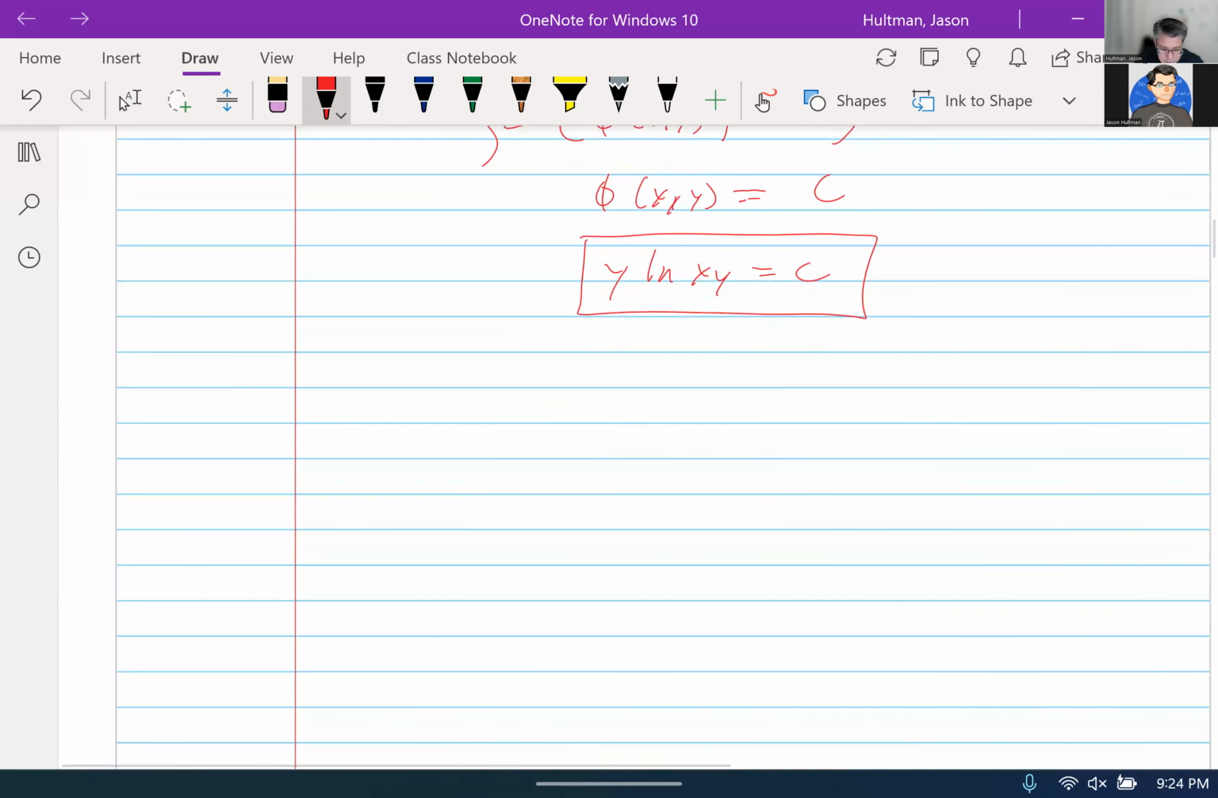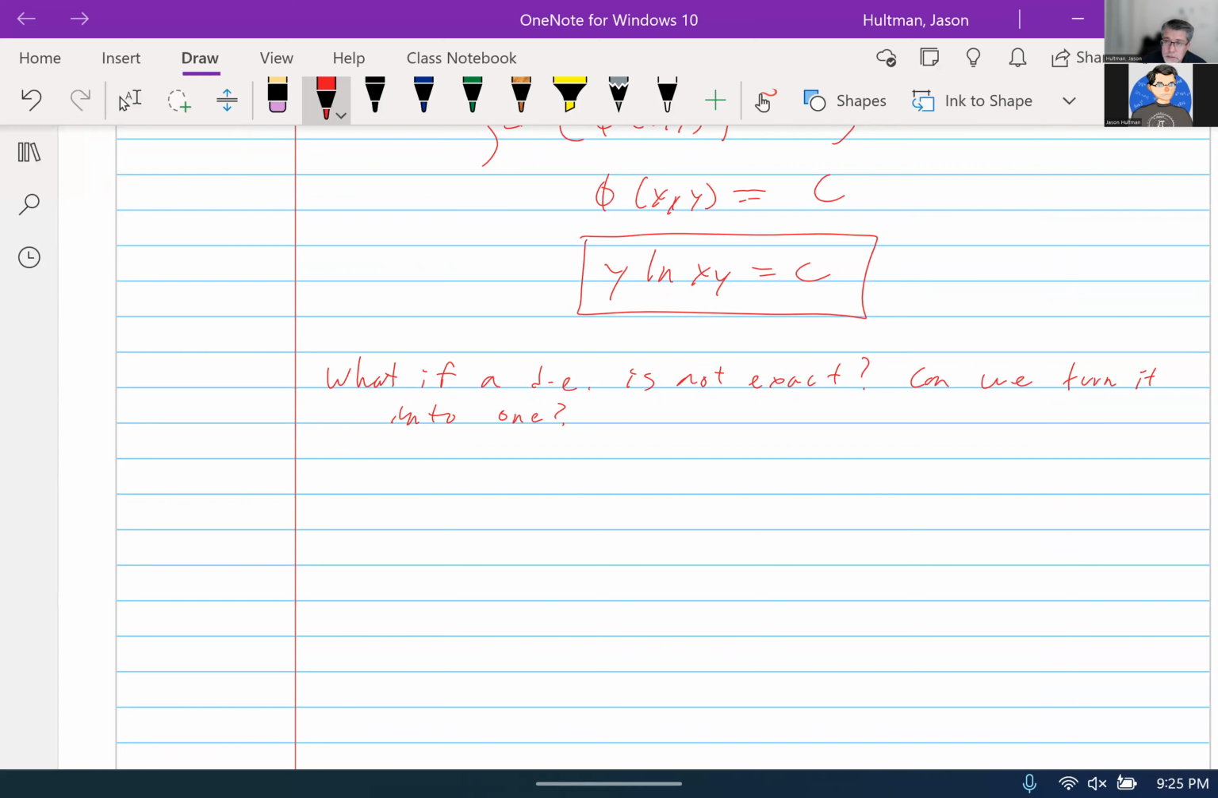So what if something isn't exact? Can we make it exact? Can we turn it into exact? Okay, so what if it is not exact? I'll say a differential equation is not exact. Can we turn it into one? Okay, and yes, we can.